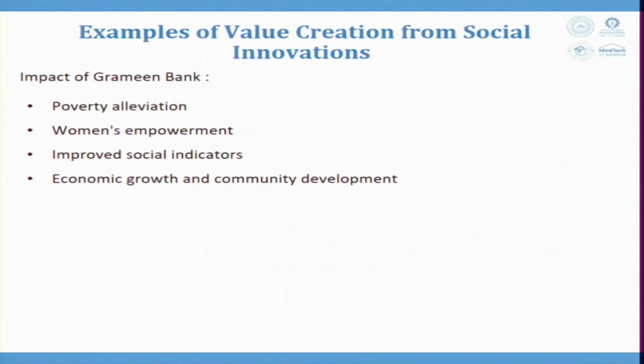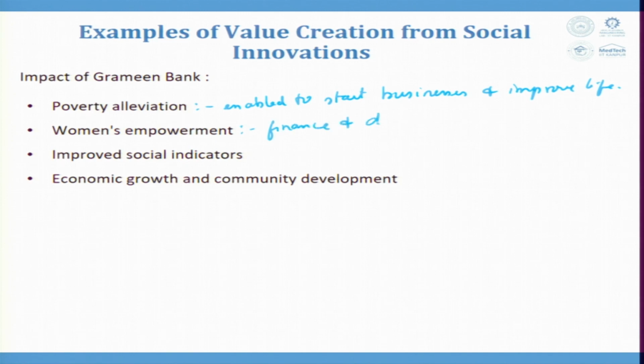So, the impact of Grameen Bank is poverty alleviation has happened. It has enabled people to start businesses and improve life. Next is women empowerment, by giving them access to finance and decision making. So, in women empowerment, they are given finance and they are allowed to take decisions now.